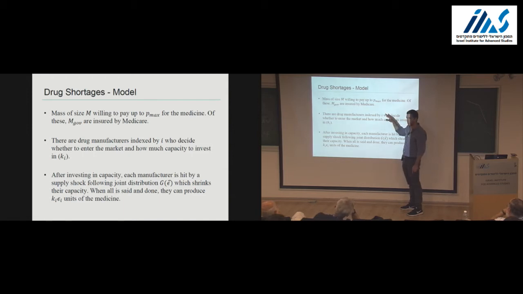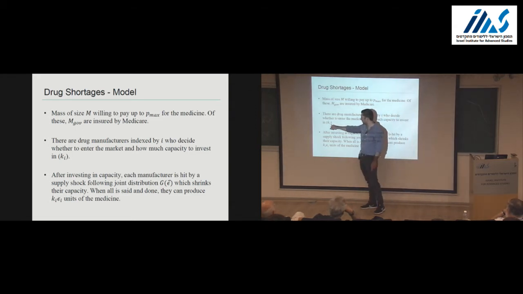There's a bunch of drug manufacturers who can enter the market and produce. They decide whether they want to produce this drug by paying some cost of entry, and then they choose how much capacity to invest in, which we're going to call K_i. That's the capacity choice of the ith firm, which is costly.